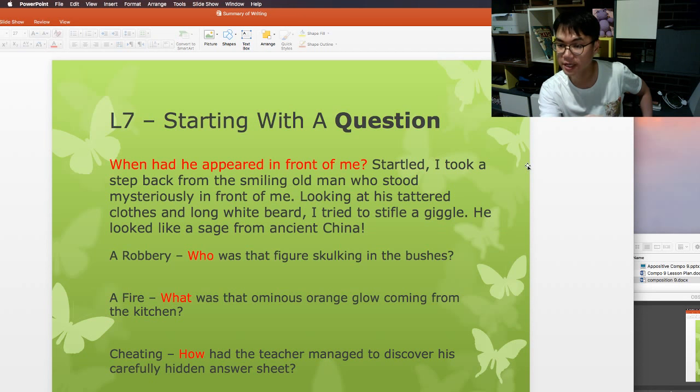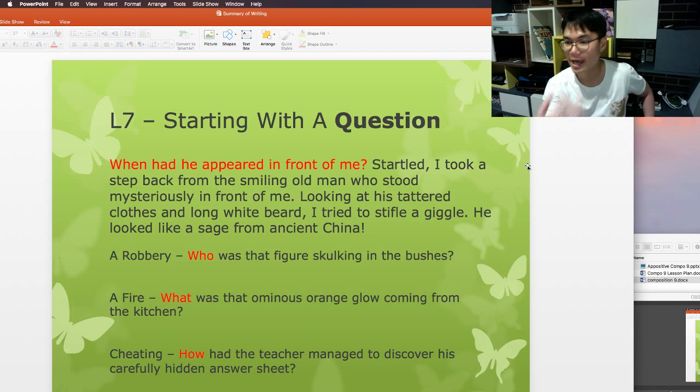Okay, so next, technique 7, starting with a question. Okay, take a look at this. This is something that we did relatively recently when we were talking about the robbery, right? So who was that figure skulking in the bushes? When had he appeared in front of me? I took a step back. Okay, so later on I will demonstrate how to put in a question that will add to how dramatic your story becomes. Okay, so starting with a question is another technique.